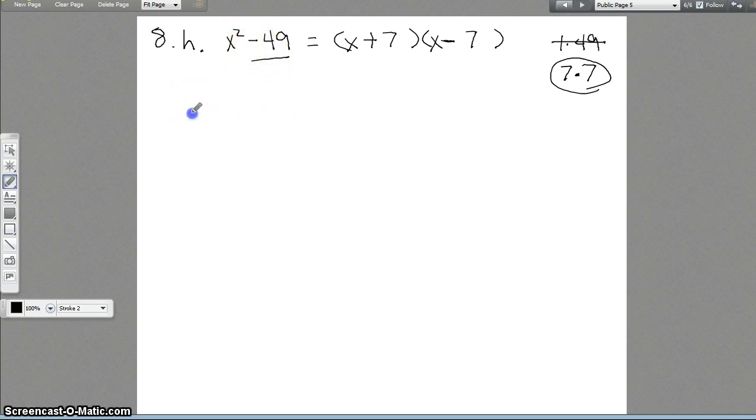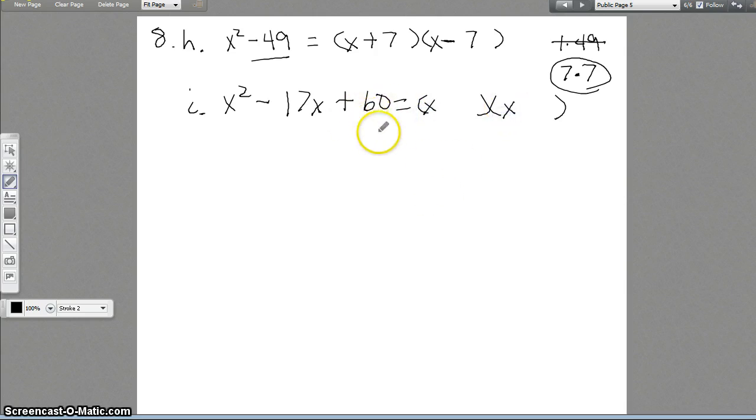Okay, the next one we're going to look at is part I. Part I is x squared minus 17x plus 60. Whoops, my 1 didn't copy. Okay, again, we're going to break this down into two binomials. Okay, we know we're going to start with an x in each parentheses to give us our x squared.